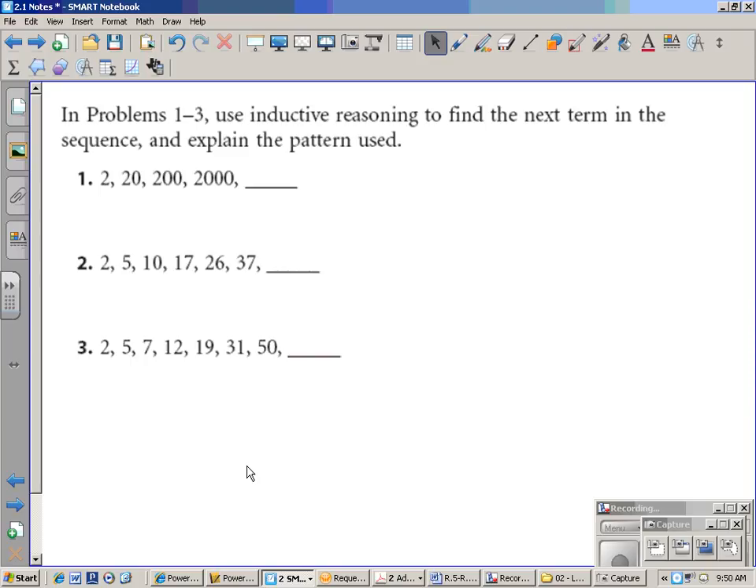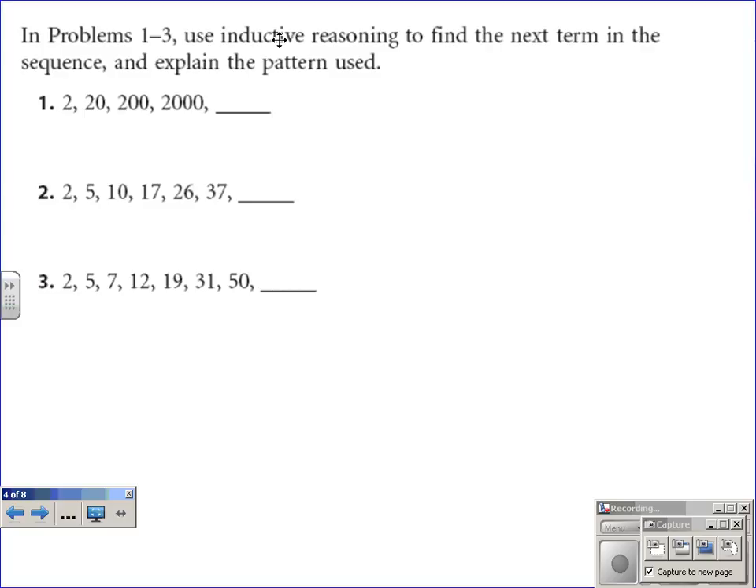We have 2, 20, 200, and 2,000. What's the next one going to be for us, please? 20,000. Okay, now here's the tough part. You just wrote that part out, but now you still need to go through and explain the pattern used. So what's going on? You have to write it in your own words. Okay, add a 0 on the end.